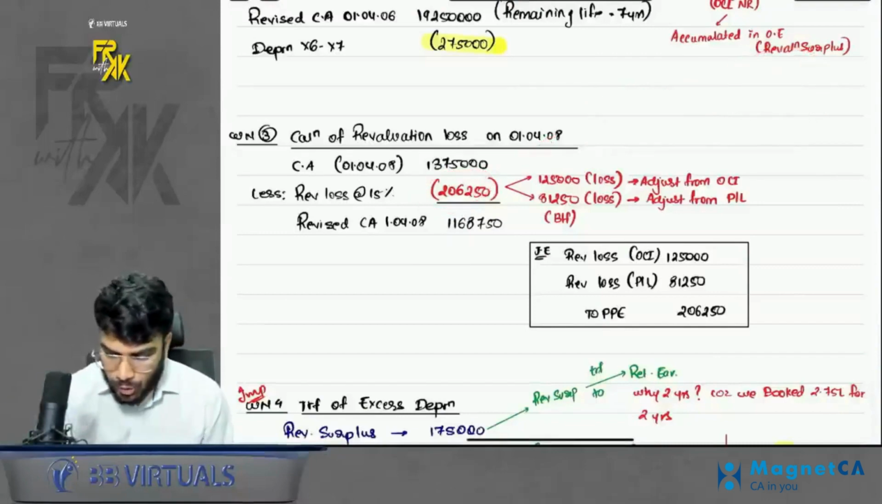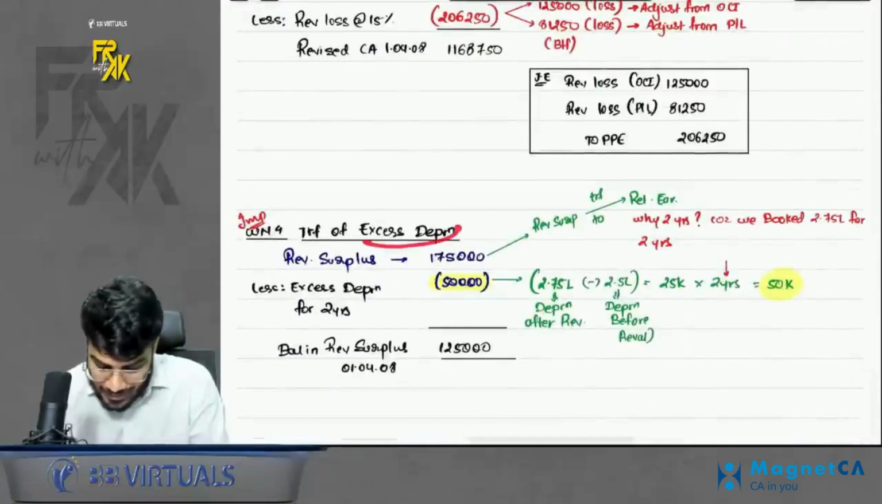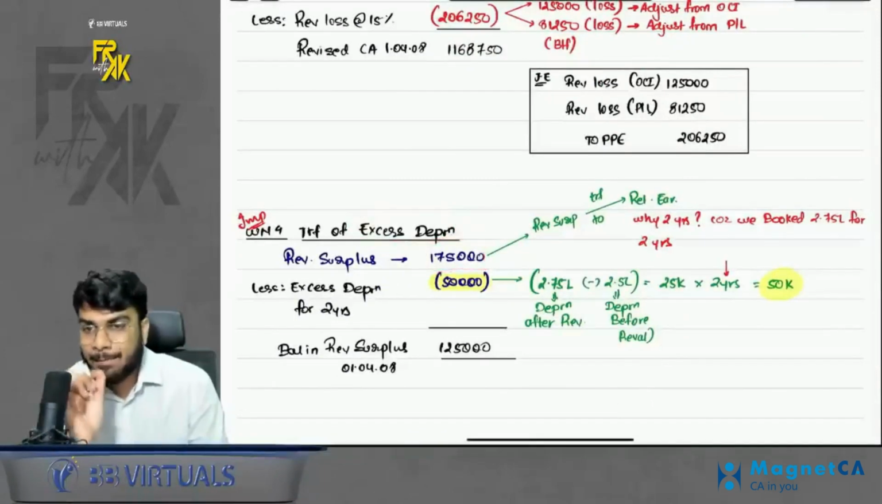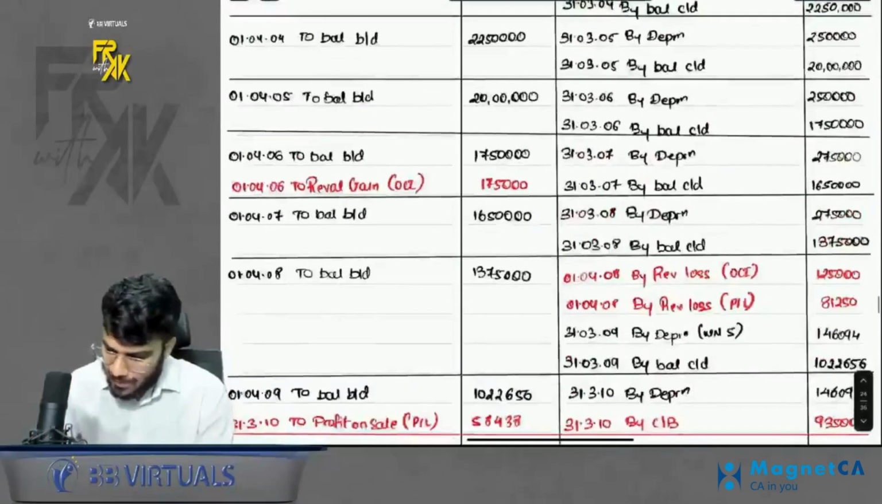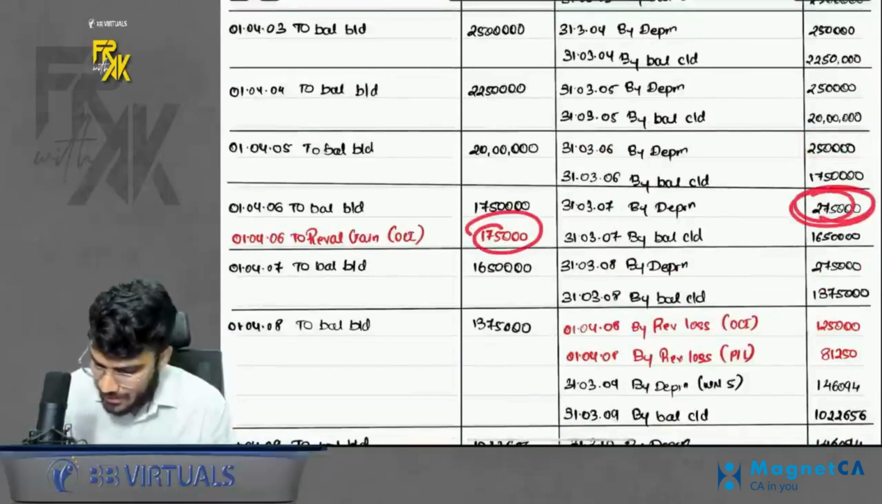Why? Because out of 1,75,000, the company is also availing the option now of transferring excess depreciation. So out of 1,75,000, the company charged excess depreciation for 2 years. How come? See, previously it was charging 2,50,000 per annum. After revaluing, it is charging 2,75,000 for 2 years.